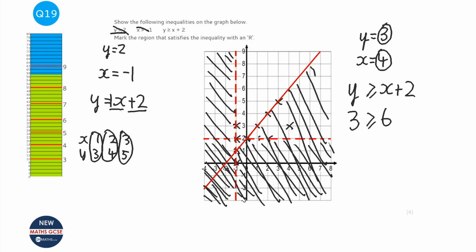So that coordinate was part of the region we didn't want. Now you can do the same on the other side with a coordinate, say this one here. So x plus 2 is 2 plus 2, which is 4, and y is 7. So 7 is greater than or equal to 4. Okay, last thing to do is just label it with an R. So that's the region I'm looking for there. So I label it with an R.